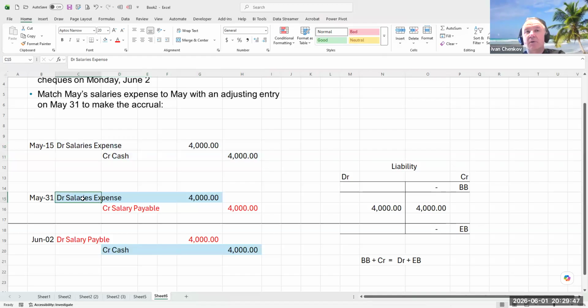So what I did, for the time being, I show my expense, creating liability, recording the liability. Later on, I'm closing the liability with the cash. Why? Because I have a period end.